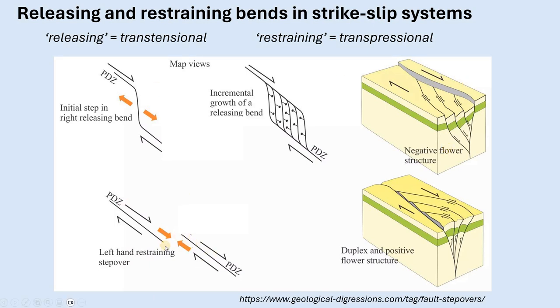So if we step over in the opposite direction, we get the opposite effect. This is called a restraining bend or a transpressional stepover. Because this time as the fault steps, the intervening area is experiencing compression as shown by the orange arrows. So in this case, we also get a positive flower structure where we essentially have a little bunch of thrust faults that are popping blocks up and also experiencing some strike-slip motion. All right, so in summary, that was a transtensional stepover or a transpressional stepover.